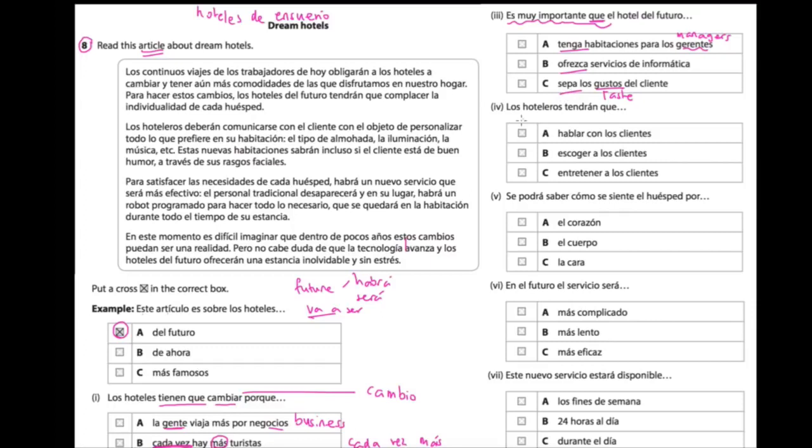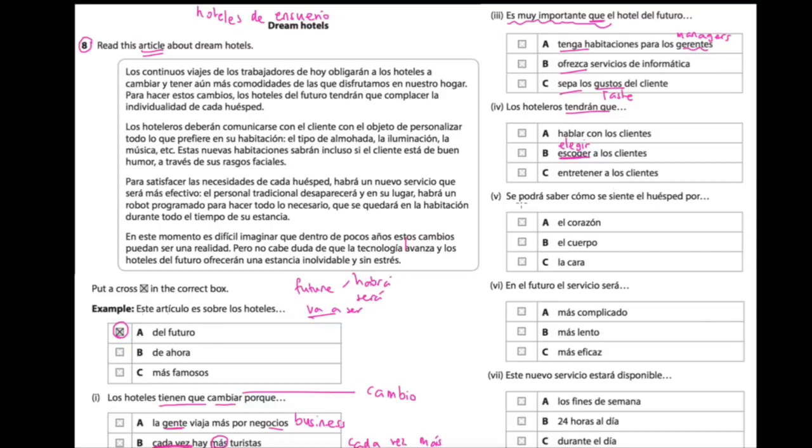Los hoteleros tendrán que, hotel owners will have to. Hablar con los clientes, speak to the clients. Escoger a los clientes, to choose the clients. Notice, escoger is the same as elegir, to choose. Entretener a los clientes, entertain the clients.